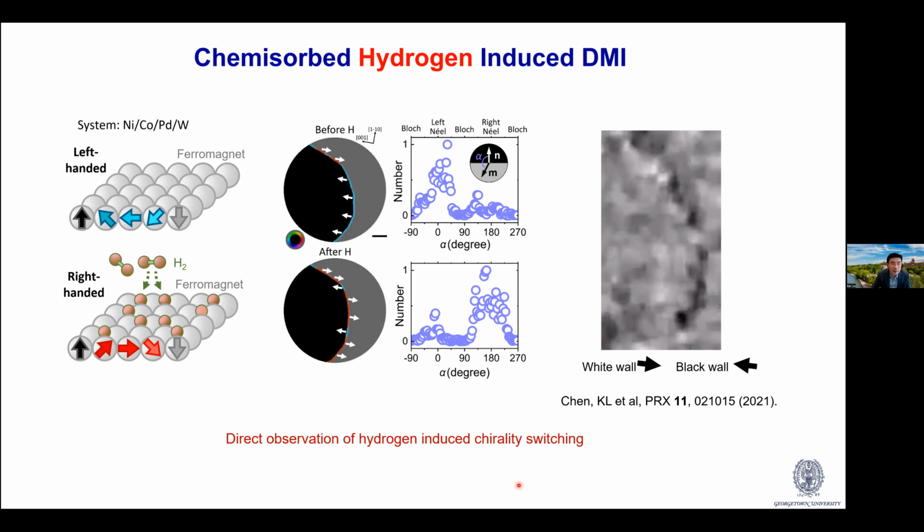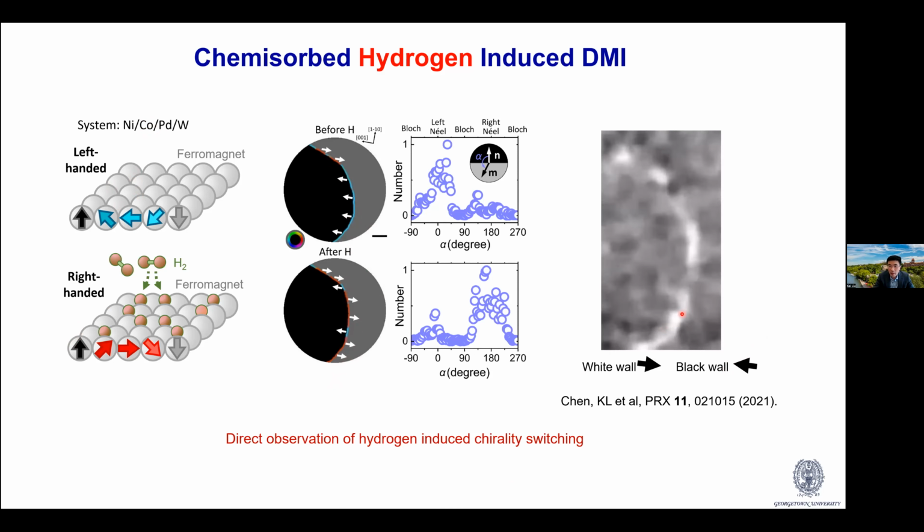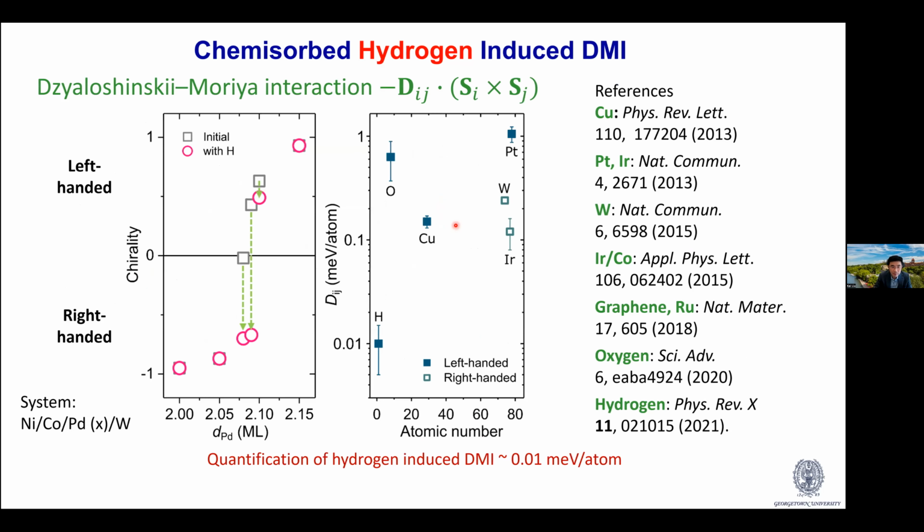And again, tuning this multi-layer stack very close to the 0 DMI point, as we introduce less than 1 monolayer, about 0.6 monolayer, of hydrogen, we are able to switch the chirality of this domain wall. Let me see if I can play this video. You can see the contrast changes from black to white, corresponding to the switching of the left-handed Néel wall to right-handed.